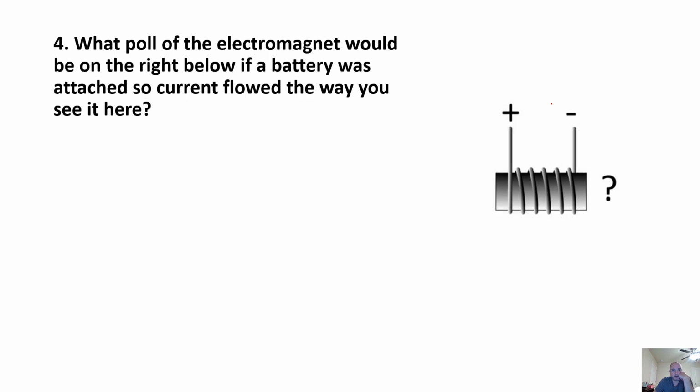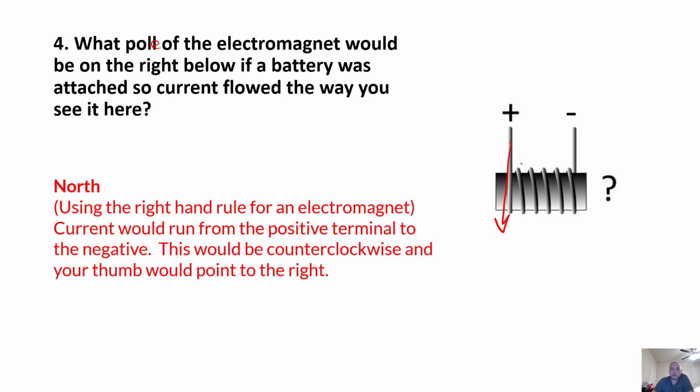What pole, no, not what pole, let me fix that. What pole of the electromagnet would be on the right below the battery if a battery was attached this way? So therefore current is going to be facing, you want your curl of your hand to go over top. You want to make sure if you're looking at your hand, you're curling over top of it. So my fingers are going that way, and then you take a look at the direction your thumb is facing, and that would be north. North of the compass would be right there.